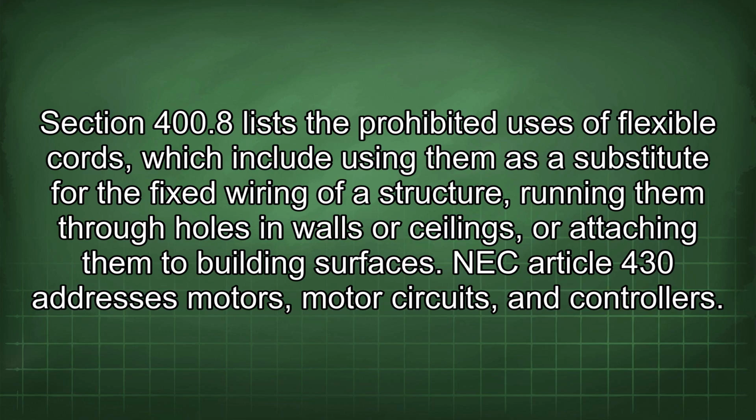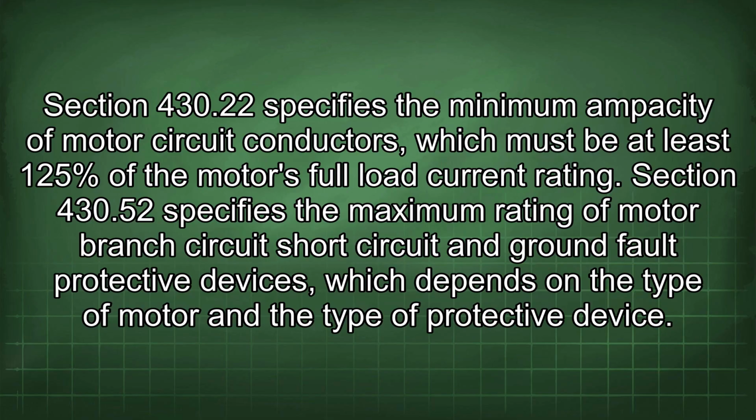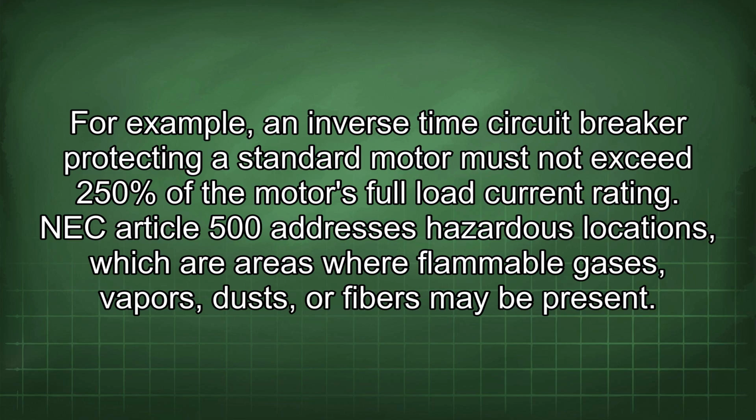NEC Article 430 addresses motors, motor circuits, and controllers. Section 430.22 specifies the minimum ampacity of motor circuit conductors, which must be at least 125% of the motor's full load current rating. Section 430.52 specifies the maximum rating of motor branch circuit, short circuit, and ground fault protective devices, which depends on the type of motor and the type of protective device. For example, an inverse time circuit breaker protecting a standard motor must not exceed 250% of the motor's full load current rating.